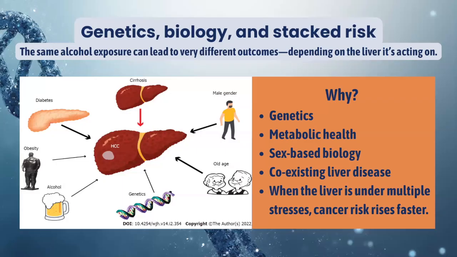And of course, existing liver injury. So if you already have steatosis, fibrosis, or cirrhosis, your risks, of course, increase. So the same exposure carries very different consequences depending on the liver that it's acting on. This helps us to explain to some patients why HCC occurs with lower alcohol exposure, and why stigma-based assumptions about how much somebody drank are both inaccurate and harmful. This is a risk about biology. It's not about personal failure.